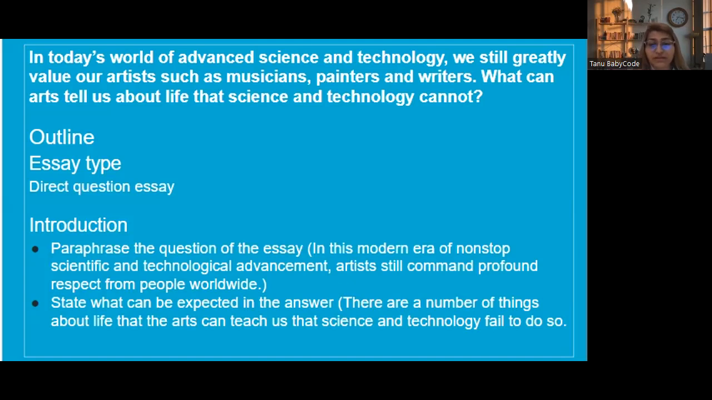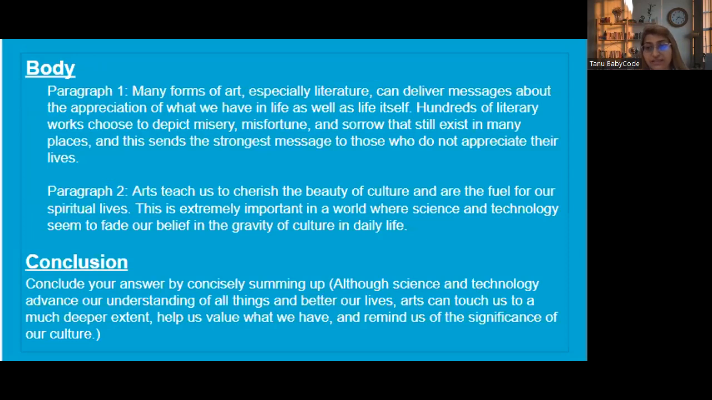In the body paragraph, you have to tell about those things that art is actually telling us. First, many forms of art, especially literature, deliver messages about appreciation of what we have in life, as well as life itself. Hundreds of literary works choose to depict mystery, misfortune, and sorrow that still exist in many places. And this sends the strongest message to those who do not appreciate their lives. So, what is art telling us? This is the first point.